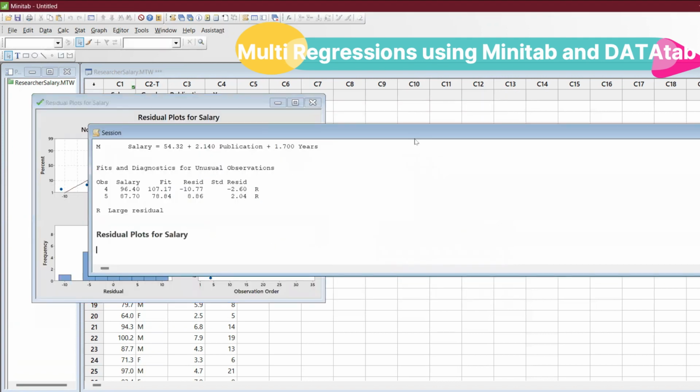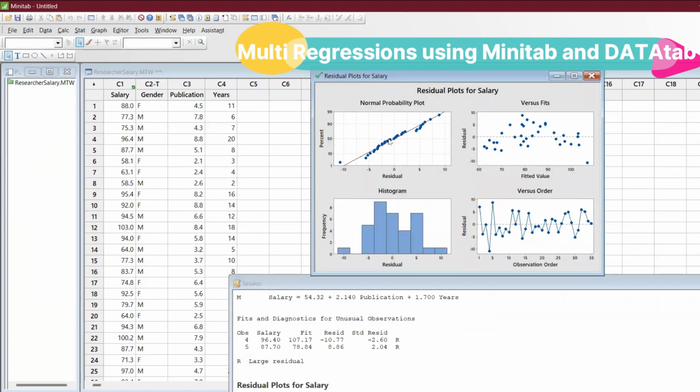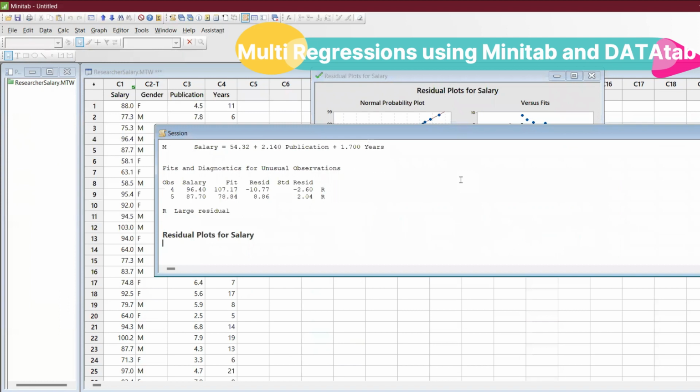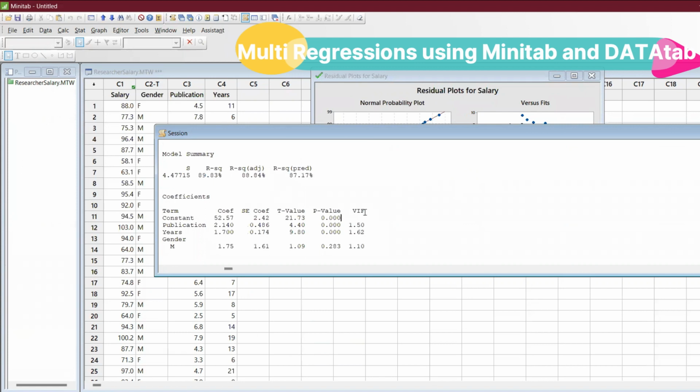Okay, you can see here, let's say salary. The data is almost like normal data, it has a good versus fit, it is forming a good histogram, and then versus order. Okay, the same way we will also find there is something called VIF.